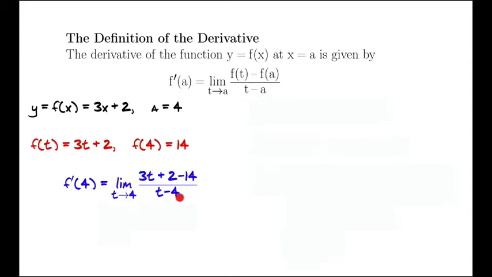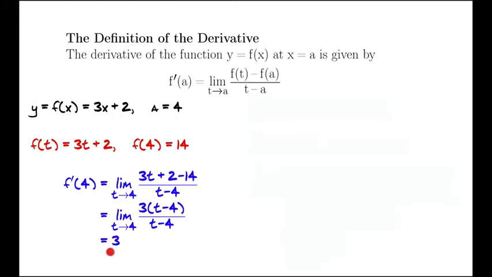And so then to take this limit, all we have to do is simplify. The top simplifies to 3t minus 12, and then we can factor out a 3, and we get the limit as t approaches 4 of 3 times t minus 4 over t minus 4. The t minus 4's will cancel, and we'll be left with 3. So that says that f prime of 4 is equal to 3. F prime of 4 is the derivative of this function at the value a equals 4. It's the derivative at a point.